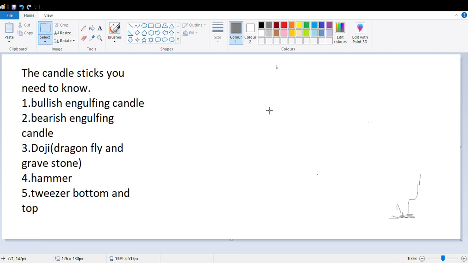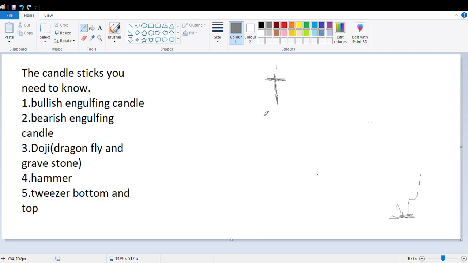So how does the dragonfly look? The dragonfly looks like this. The dragonfly has a long wick, as I explained to you earlier on, and the body is not well formed too.